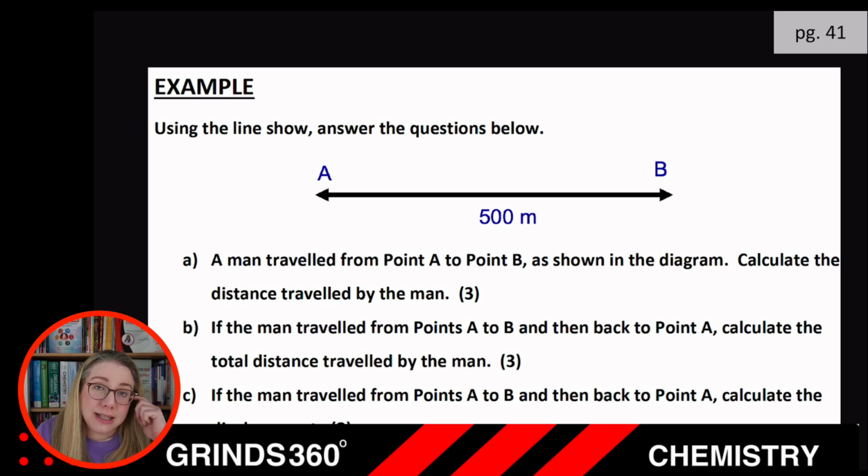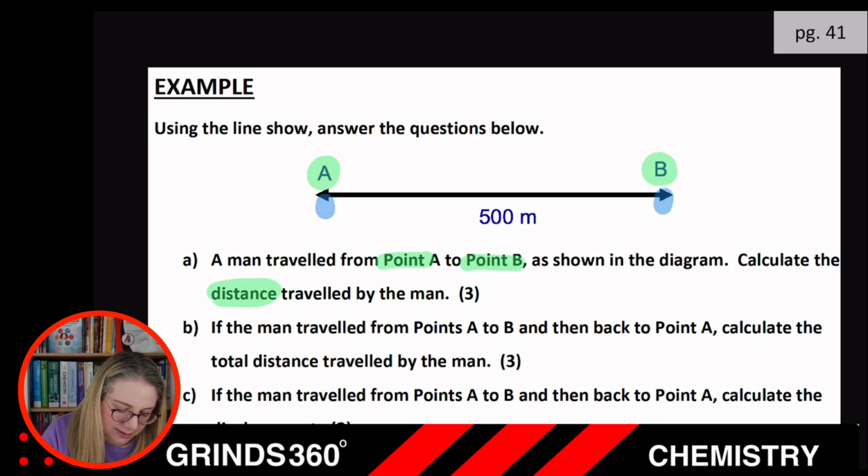Right, so the worked example that we have at the bottom of page 41 is very similar to the one that I just did on displacement a second ago. Using the line, answer the questions below. A man travelled from point A to point B. So he starts here and he ends up here, as shown in the diagram. Calculate the total distance travelled by the man. Well, if he starts off at A and he moves from A to B, he is moving 500 meters. So we write in 500 and then a small m, meaning meters.